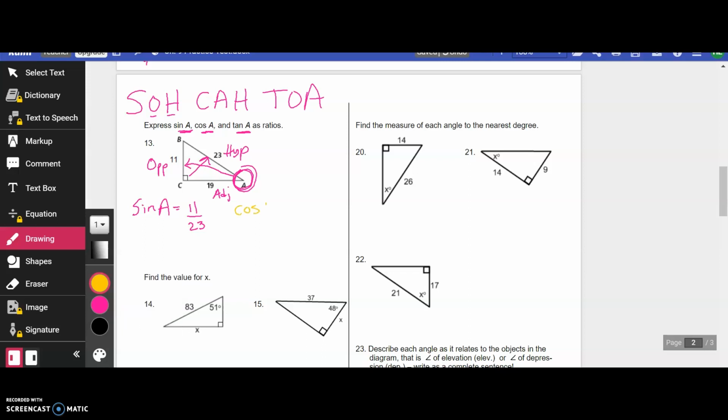All right, cosine of angle A. So cosine is CAH. So we want the A divided by the H. So it would be 19 divided by 23. All right, and then our last one, tangent. Tangent is TOA. So we would want the O divided by the A, the opposite divided by the adjacent. So 11 divided by 19. Okay, and that's it. That's it for the ratios.